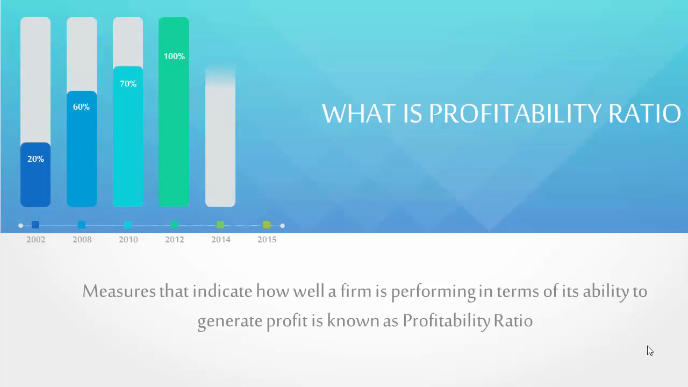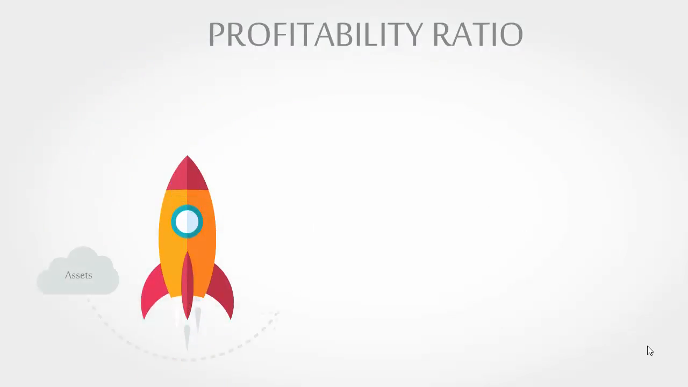It attempts to measure the firm's success in generating income. It is basically an indicator which helps to understand how well a firm is performing in terms of its ability to generate profit. The performance of a business can be analyzed from this indicator of profitability ratio.